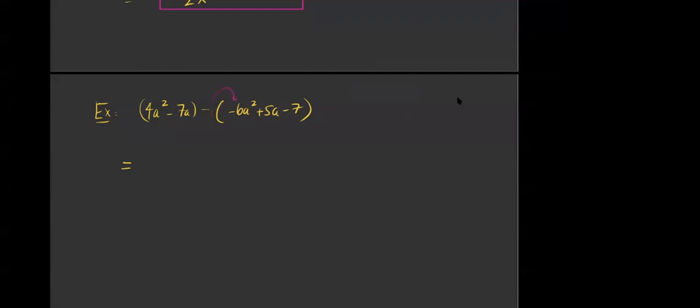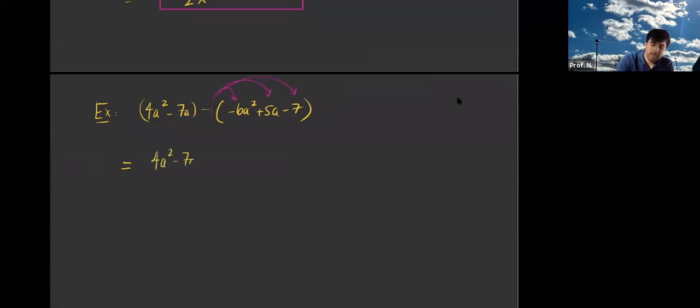Okay, so if I have 4a squared minus 7a minus (6a squared plus 5a minus 7), what am I supposed to do for this? What do I always have to do? What's the first thing I do, guys? Distribute the -1. Thank you. Yes. You distribute the -1. And then what do you get? You get 4a squared minus 7a plus 6a squared minus 5a plus 7.